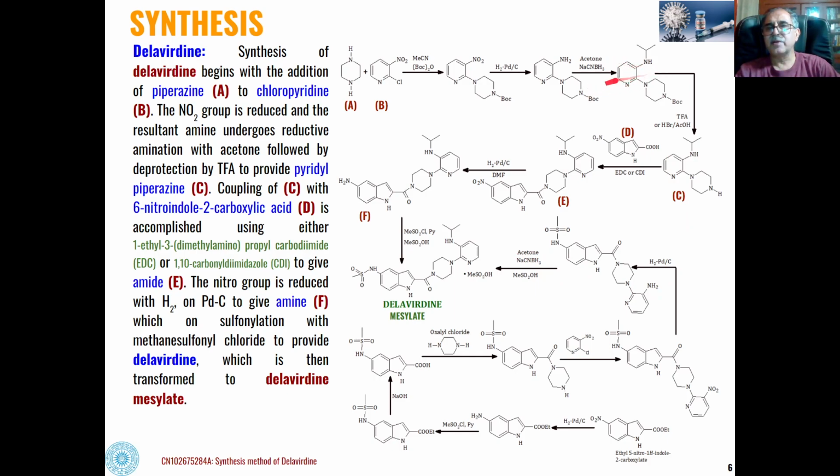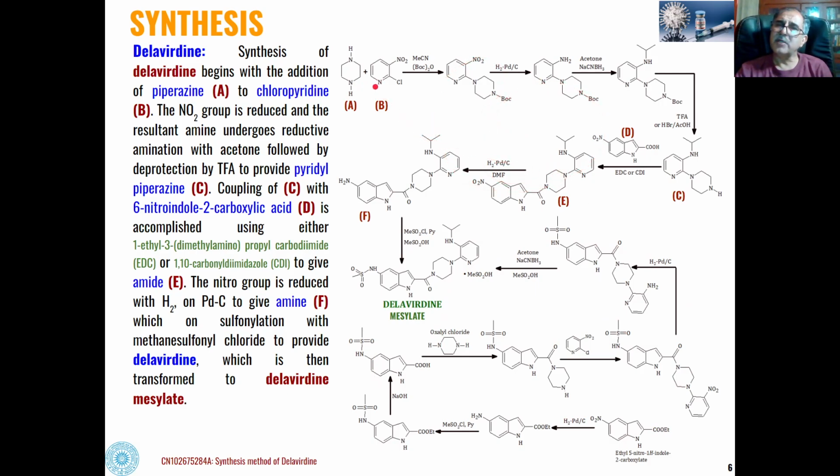Same way, this isopropylamine group will be formed over here. And then in the second step, this will react with methane sulfonic acid, and mesylate of delavirdine will be formed. So basically, both the methods are similar.